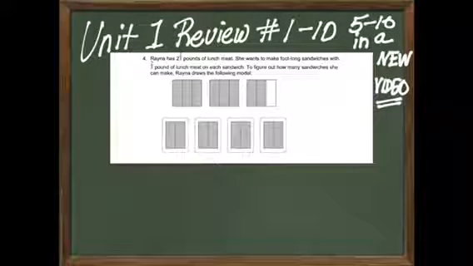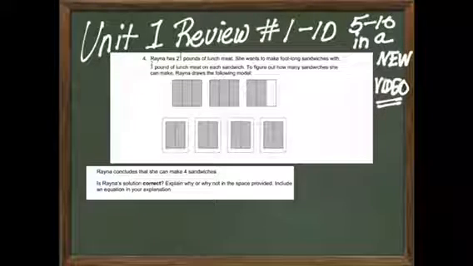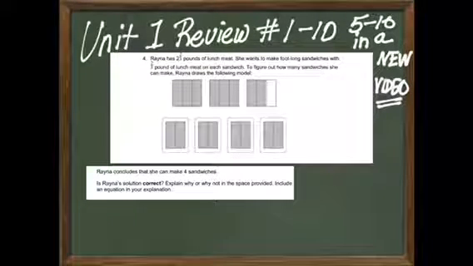This question says, Raina has 2 2/3 pounds of lunch meat. She wants to make foot-long sandwiches with 2/3 pounds of lunch meat on each sandwich. Keyword being each with this. To figure out how many sandwiches she can make, Raina draws the following model. Raina concludes that she can make 4 sandwiches. Is Raina's solution correct? Explain why or why not in the space provided. Include an equation in your explanation.